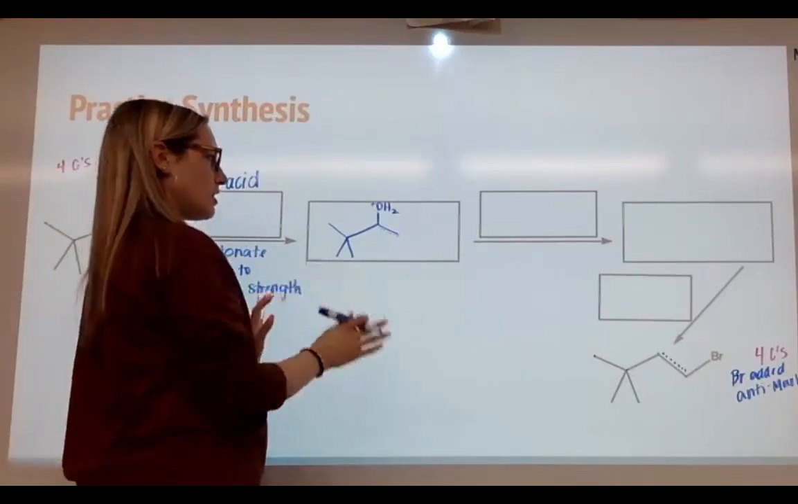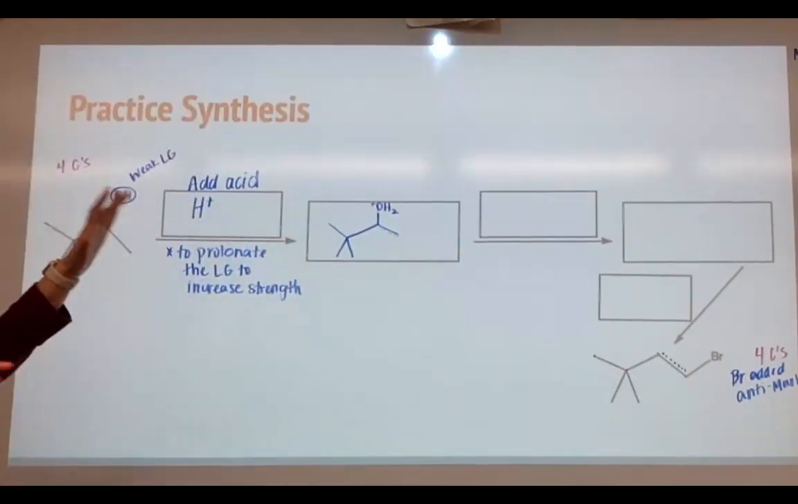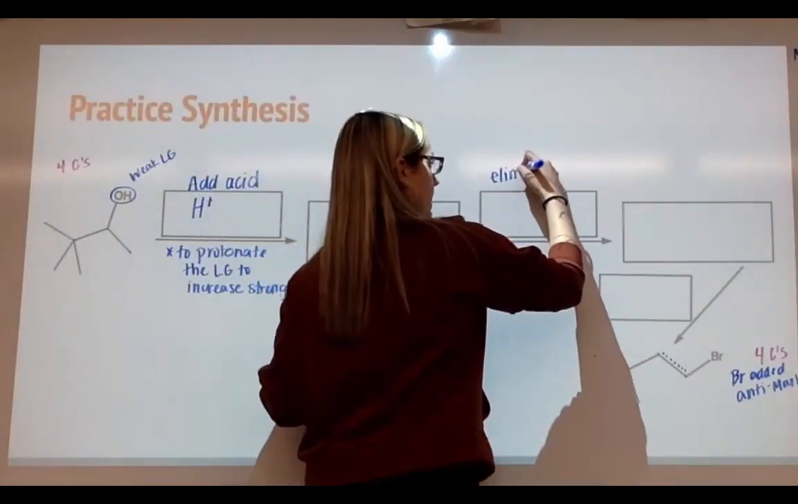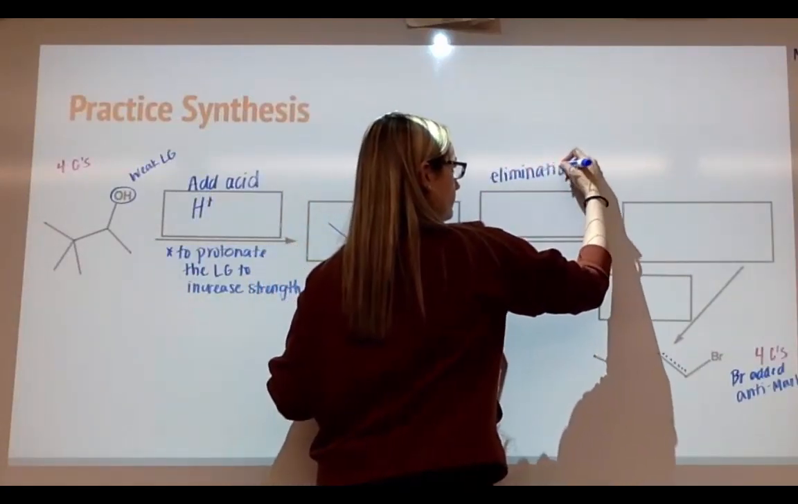I'm just putting the dotted line because that's not part of our product. But the double bond needs to go here. Now we're going to think about substitution and elimination reactions. If we want to form a double bond, is that substitution or is that elimination? It's elimination. So we need to have an elimination reaction.